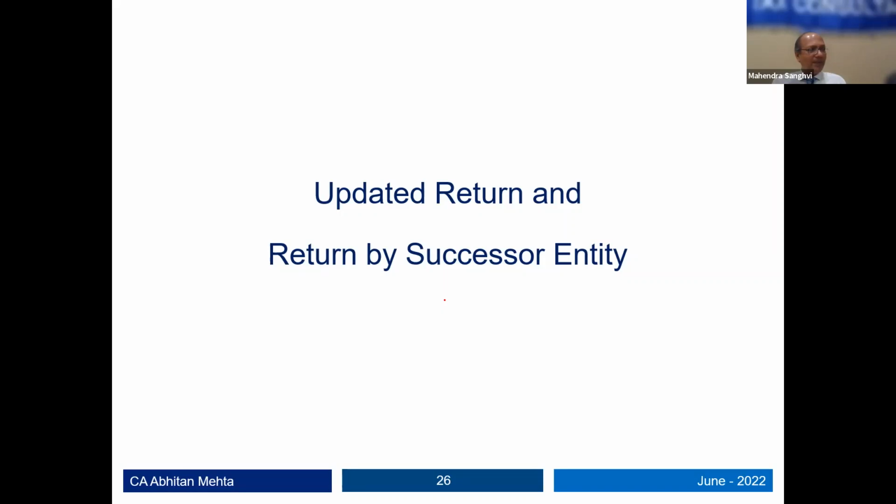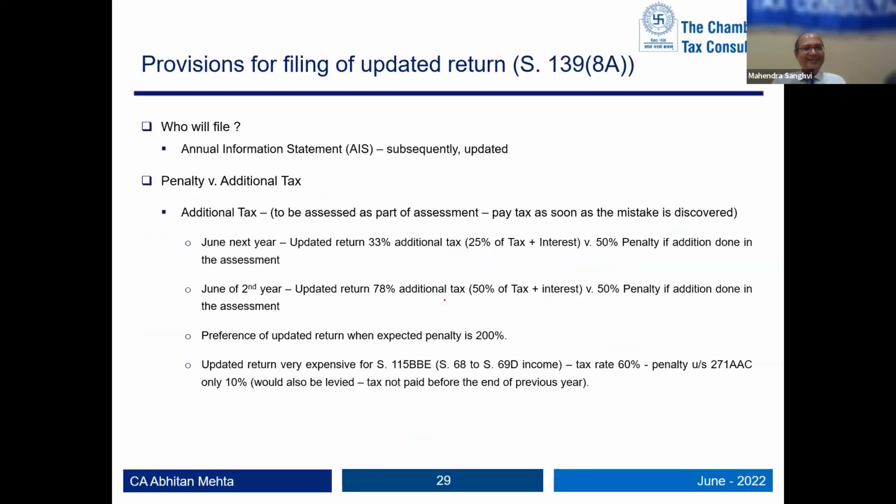So a new mechanism is there where you can update, but it comes at a cost. If your tax is 10 rupees, interest is 2 rupees, so 12 rupees. 25% of 12 rupees you additionally have to pay, so that comes to 3 rupees, meaning 15 rupees. So just a comparison, I'll take you to that.